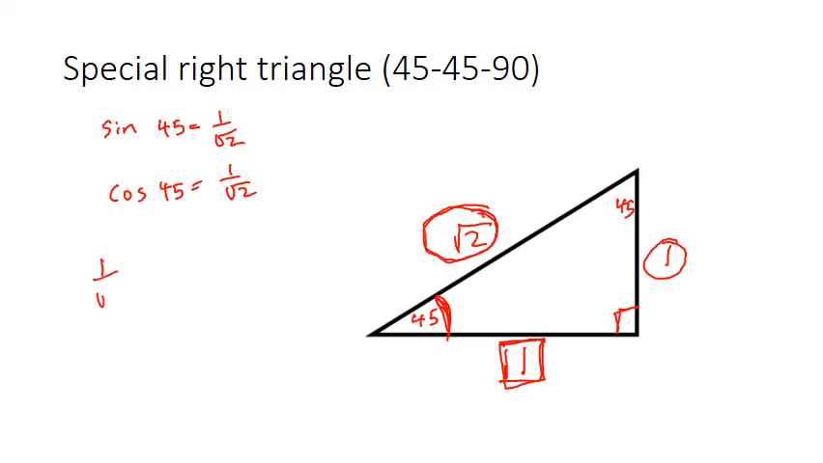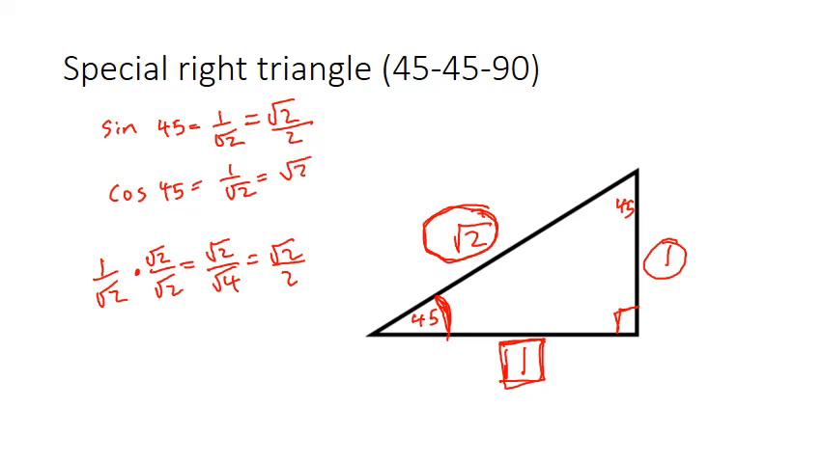But 1 over radical 2, we can rationalize it. In other words, we can get rid of the square root in the denominator. So we can multiply by radical 2 over radical 2. This is going to give us radical 2 over radical 4. Of course, the square root of 4 is 2. So really, we're saying that 1 over radical 2 has the same value as radical 2 over 2. Again, write these values down. We're going to use them later.